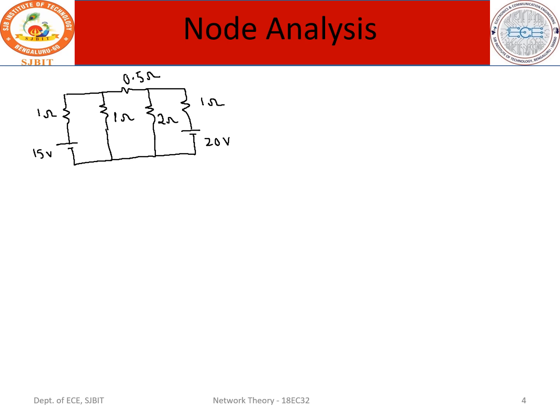So I will mark the currents like this: I1, I2, I3, I4 and I5. That means you have to find I1, I2, I3, I4 and I5. First you have to mark the nodes. This is node 1, V1, and this is node V2.